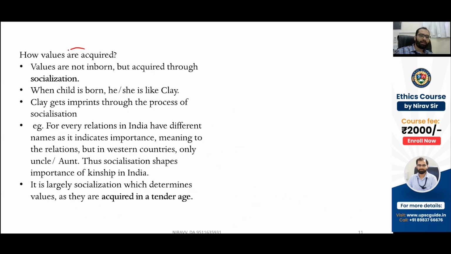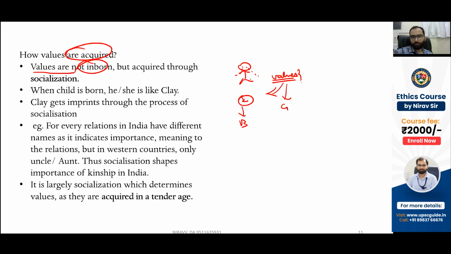Okay. Now, how are these values acquired? So values are not inborn. Yes or no? जब बच्चा पैदा होता है, okay, वो रोने लगता है, तो values उसके पास है क्या? Does he have the values? वो उसको लगता है कि करेला is bad and gulab jam is good. उसको पता होता है क्या ये? Yes? No. So values ये क्या है? They are acquired. And how are they acquired?